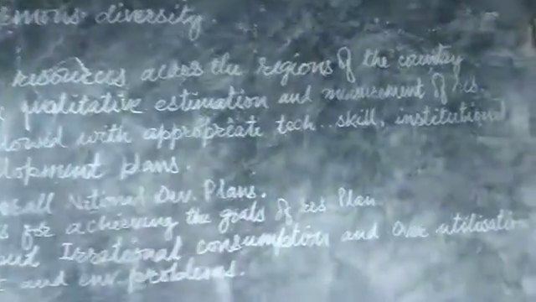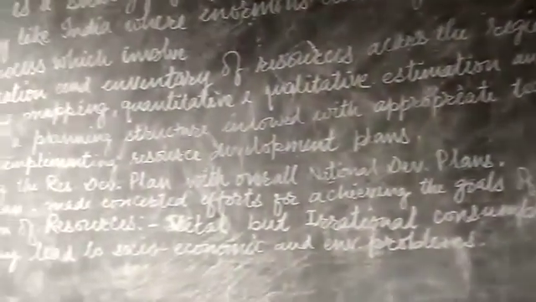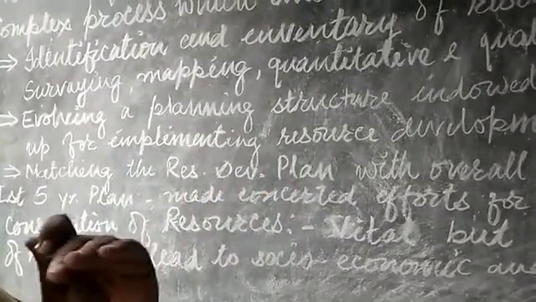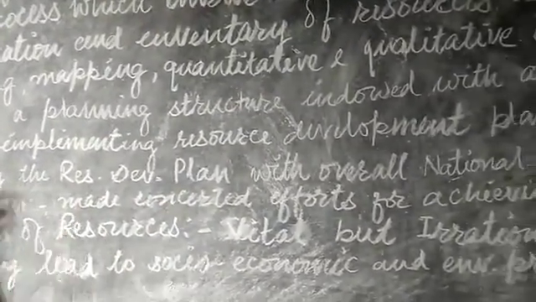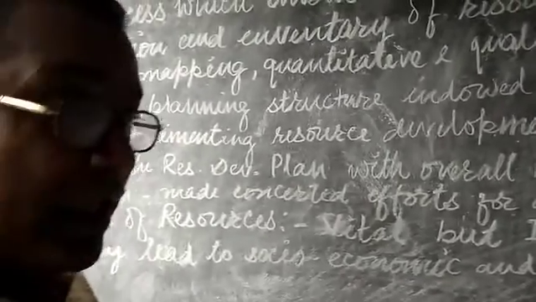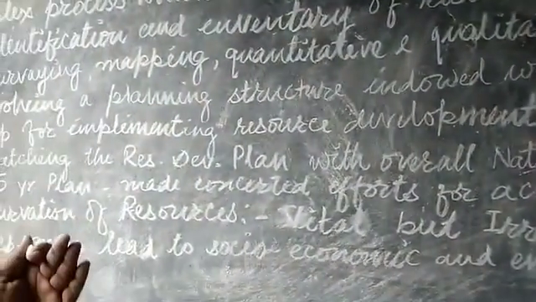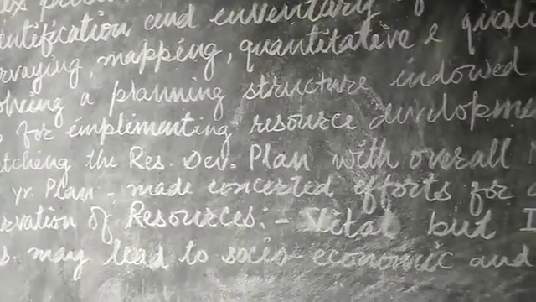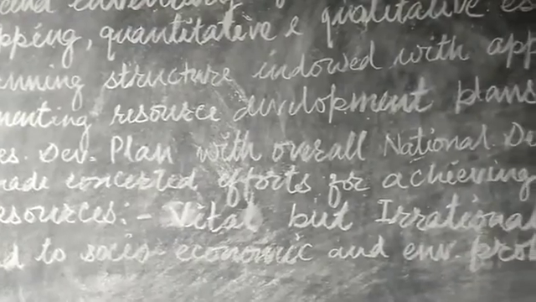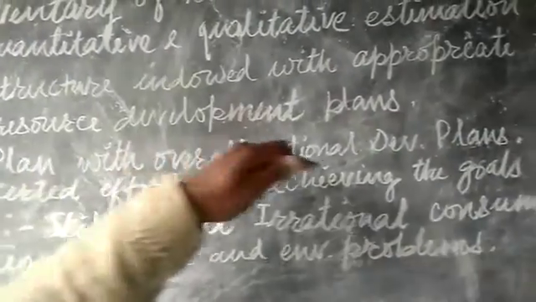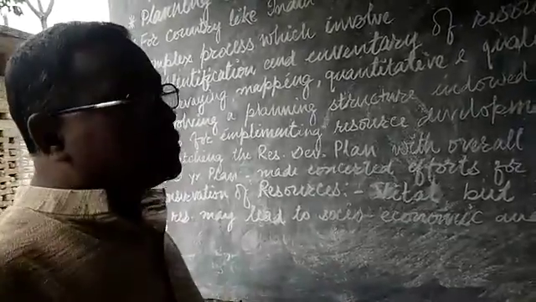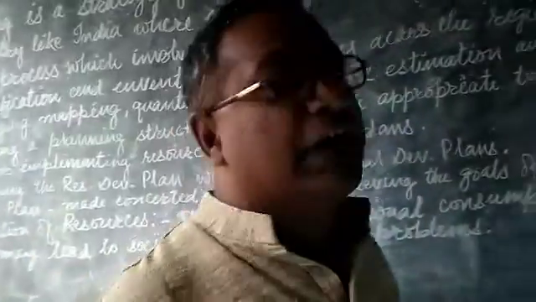In the third step of resource planning, we match the resource development plan. It means at the rural, regional level, where resource development planning is adopted by the people or by the governing agency, it should be matched with the overall national development plan, and after that our country becomes more and more valuable, more and more developed.